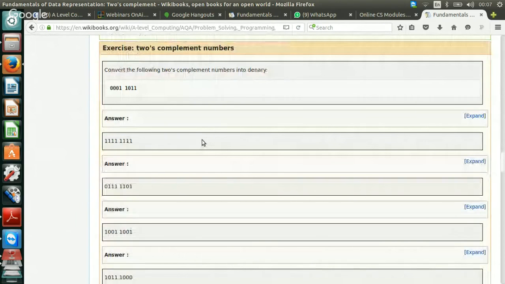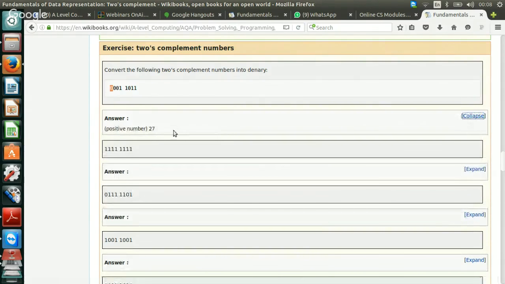Exercises: convert the following 2's complement numbers. They have mentioned that this is a 2's complement number, or a signed number. The MSB is 0, so it's a positive number. So the answer will be, let me guess quickly, 1, 2, 4, 8, 16. 16 and 8 is 24, 4 is skipped, 26, 27. So 27 is the number. It's positive.